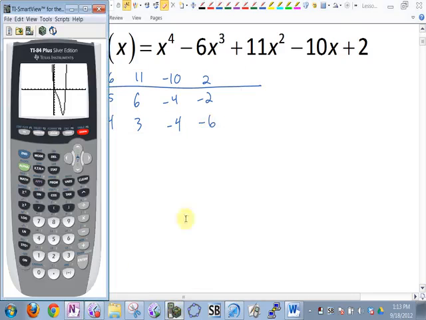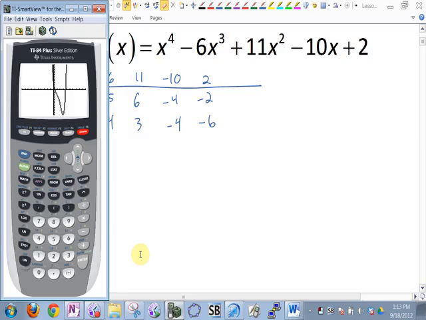Let's get the handy-dandy graphic. Oh, there it is. That was quick. Okay, so that is the graph of x to the 4th minus 6x cubed plus 11x squared minus 10x plus 2. So now that we see this picture, I'll give you time to go ahead and type that in because you are going to want to follow along.